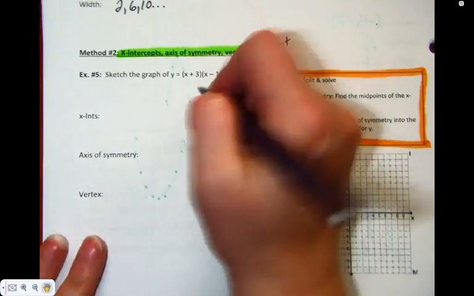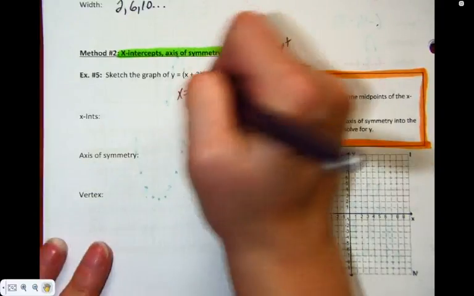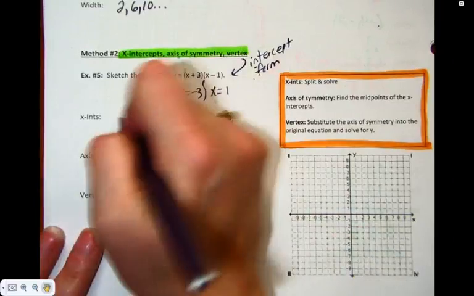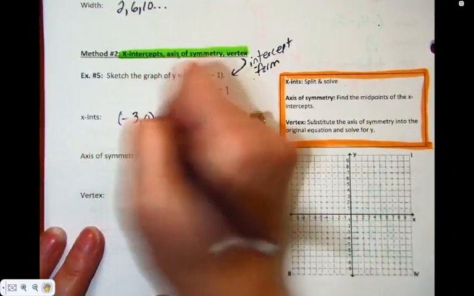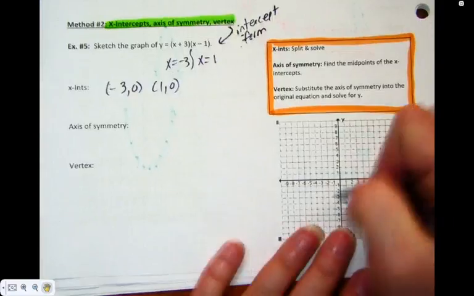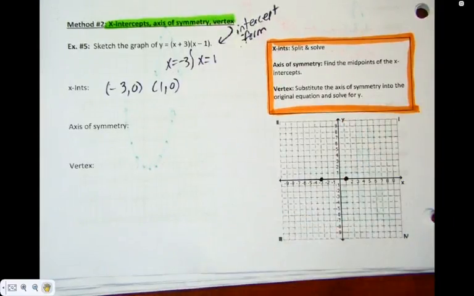So the x-intercepts, when we split, are x equals -3 and x equals 1. And I'm just going to write those as x-intercepts, so (-3, 0) and (1, 0). And so I'm going to plot those first. They have to be right on the x-axis because they're x-intercepts.